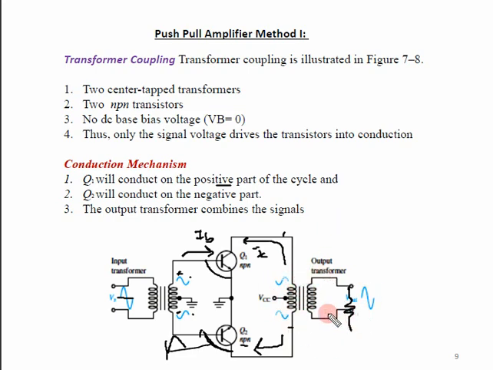So both transistors Q1 and Q2 operate, first for the positive half and then for the negative half. The combined effect is full wave amplification.